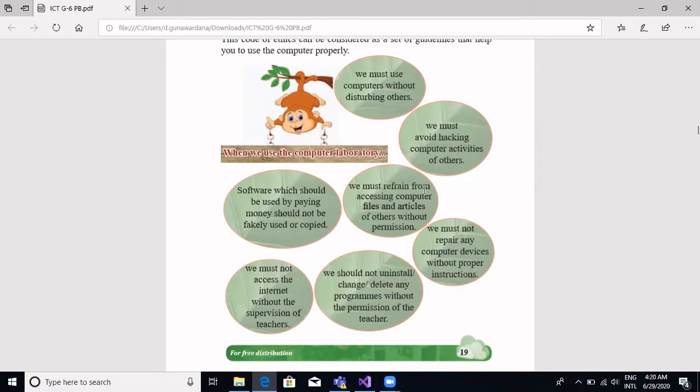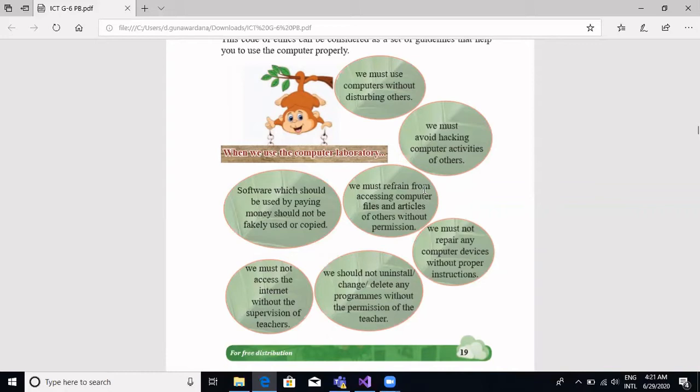Okay. And the software which should be used by paying money should not be fakely used or copied. Now, there are two types of software. Okay, so one is open source, like Mozilla Firefox, Chrome. So those things you can just freely download and install and use. But if it is a proprietary one, that means you have to pay when you're using it, like the Windows operating system or Microsoft Office, you have to pay the license.